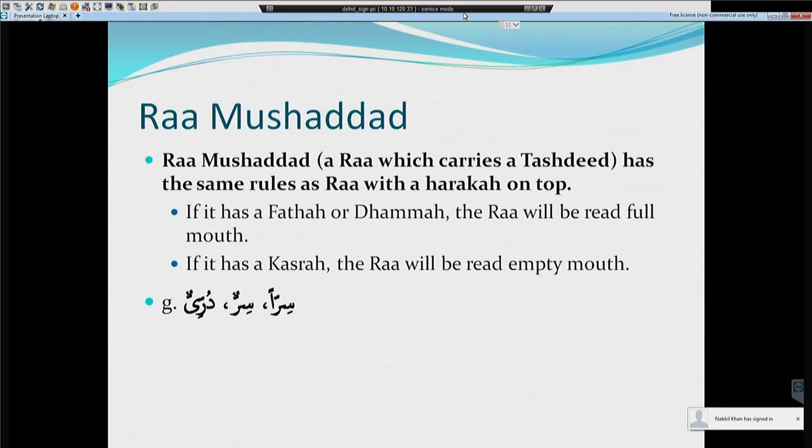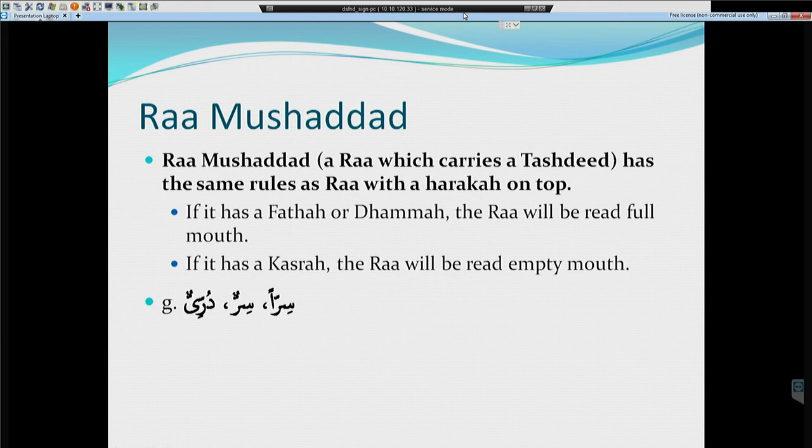Ra mushaddad. Ra mushaddad is very simple as well. This is a ra which carries a tashdid, that W thing on top, the double sound. It will have the same rules as the ra with the haraka on top. What was the rule with the ra with the haraka on top? If there's a fatha or a dhamma on top of a ra, it will be read full mouth. If there's a kasra on the ra, it will be read empty mouth.